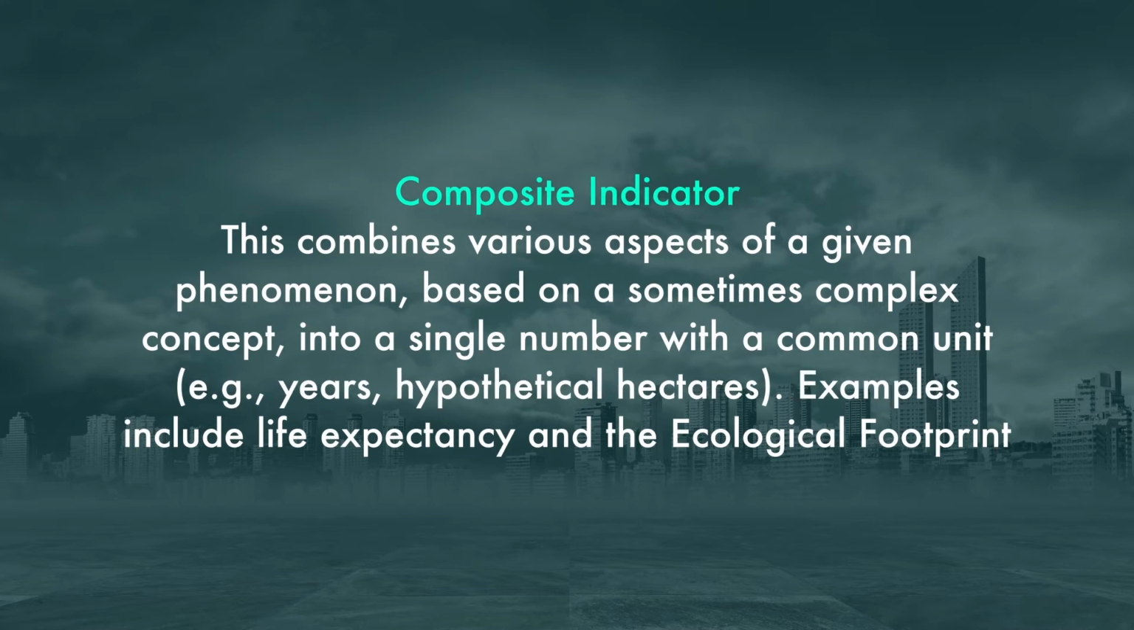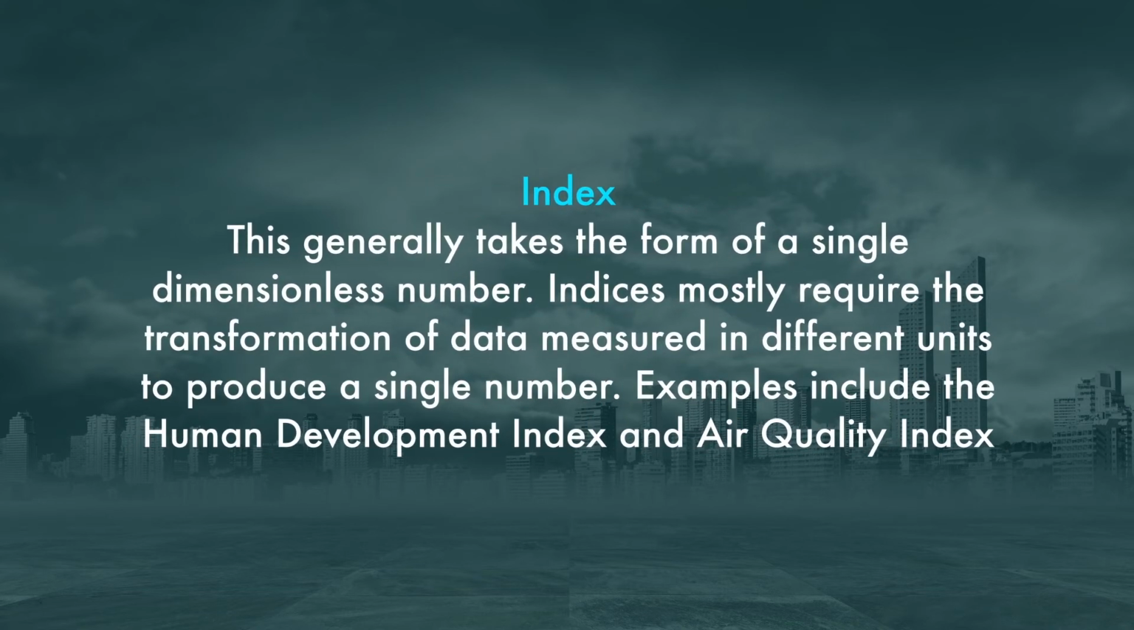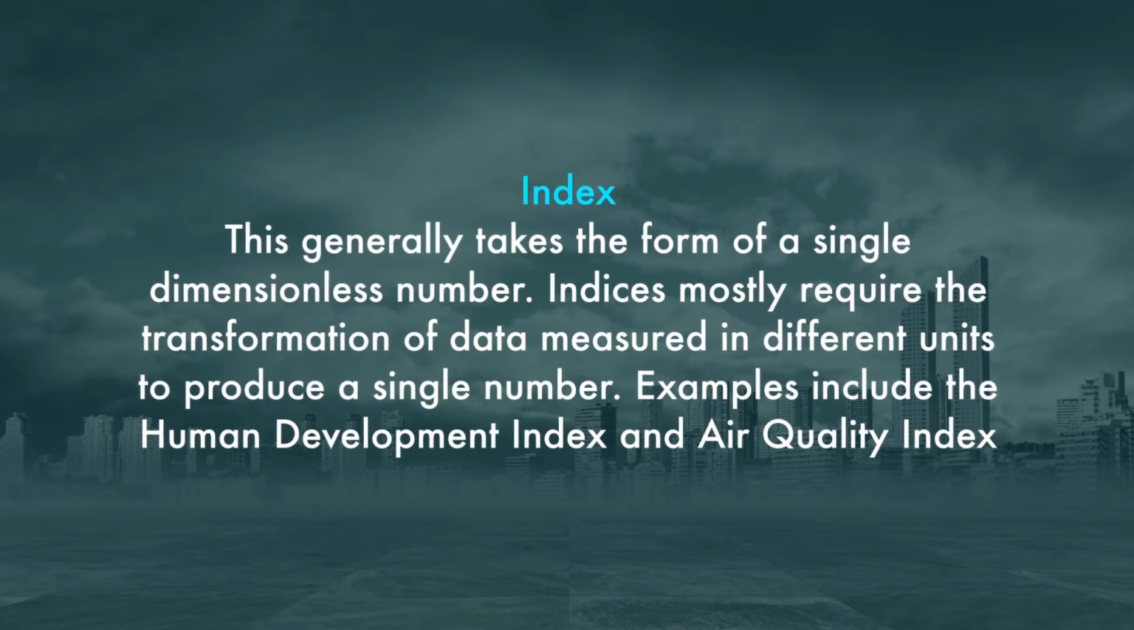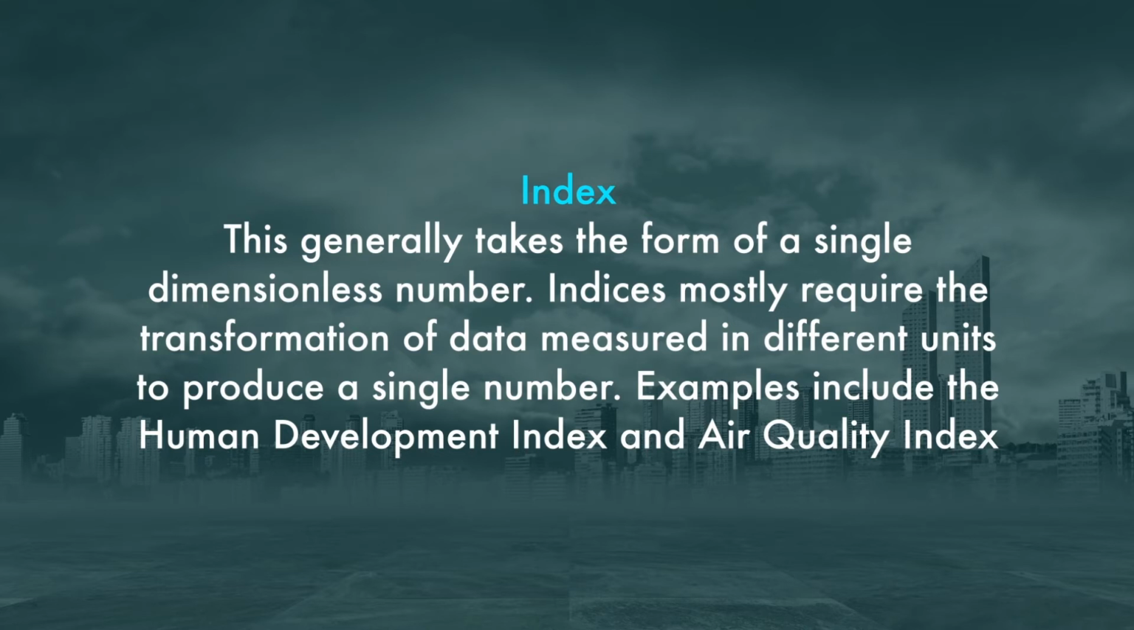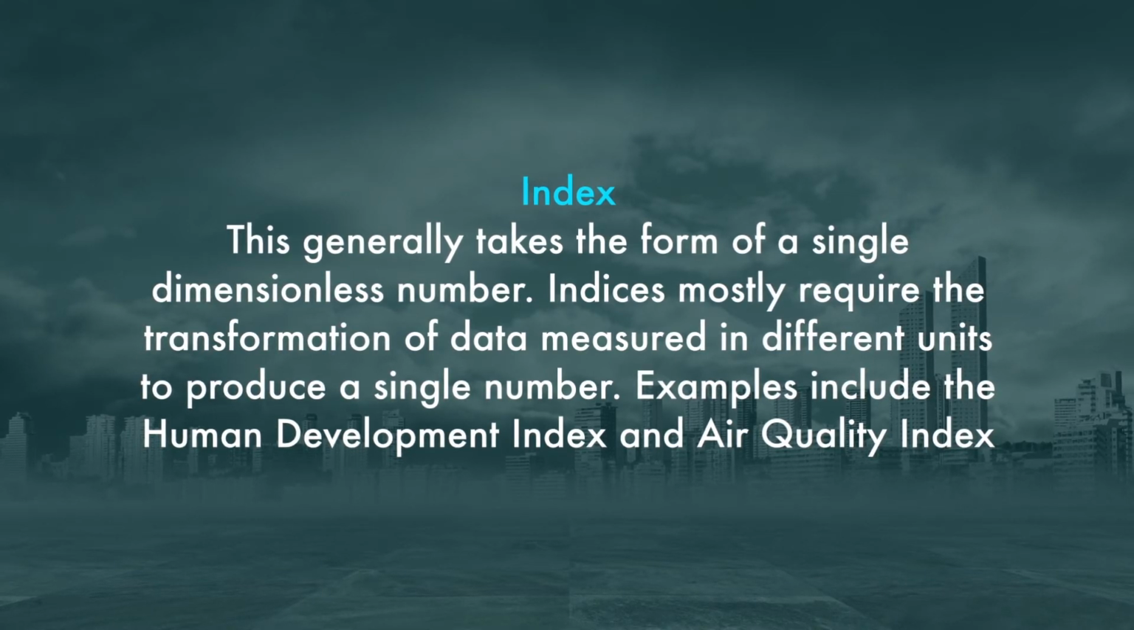The last type is index. It generally takes the form of a single dimensionless number. Indices mostly require the transformation of data measured in different units to produce a single number. Examples include the Human Development Index and Air Quality Index.